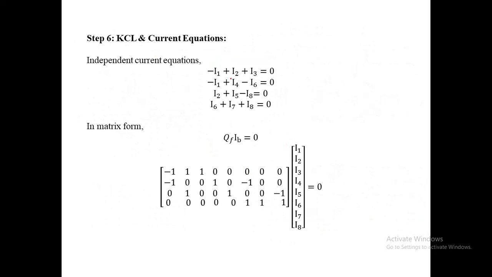Likewise, we have to write the current equation. Then in matrix form, we can write QB, where QB is the cut set, IB is the branch current, equal to 0. Directly, we can write the matrix.